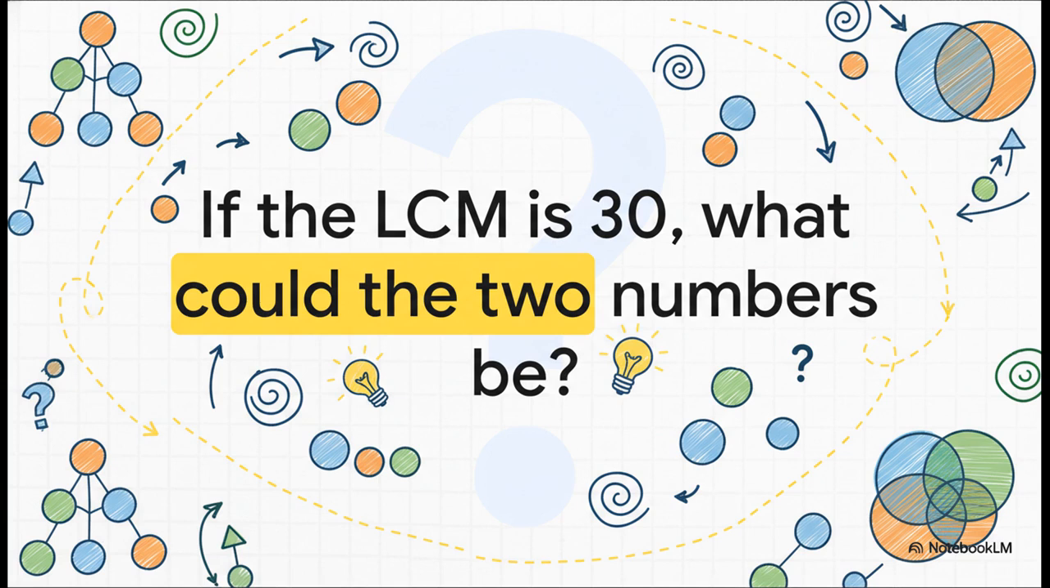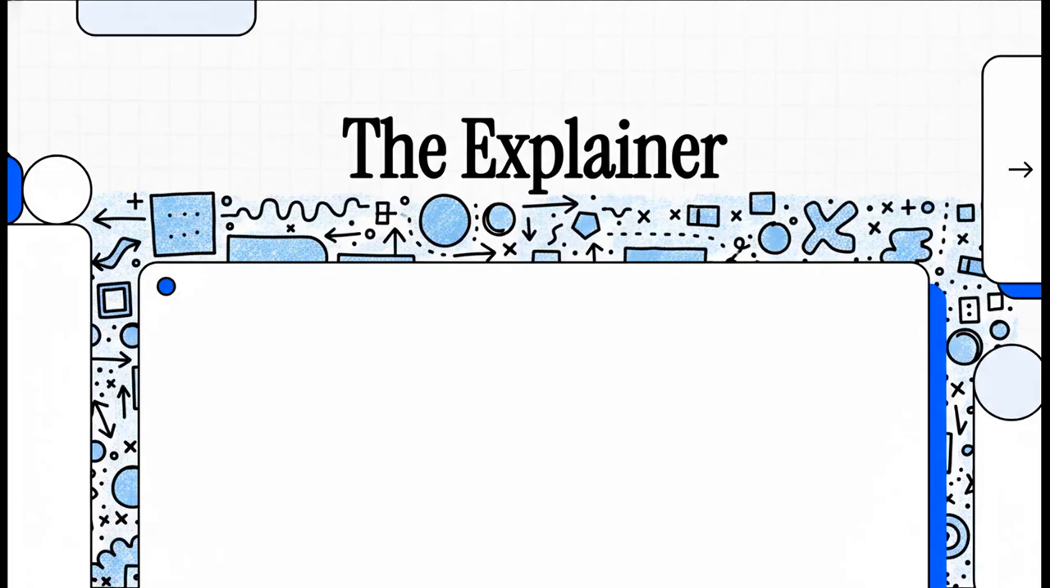So, to wrap this all up, I want to leave you with a little brain teaser. Let's flip the problem on its head. If I tell you the answer, the LCM is 30, what could the two original numbers have been? We already know one pair is 6 and 10, but are there any others? Give that some thought. It's a great way to test if you've really got this down.